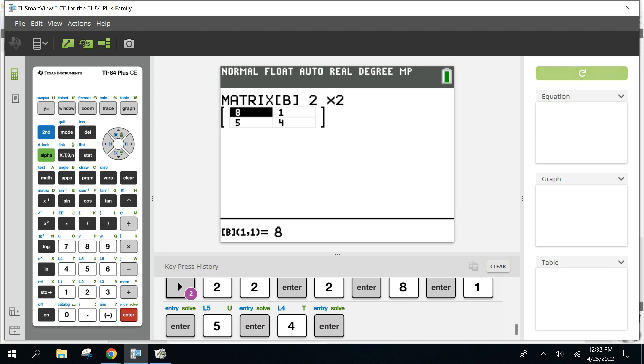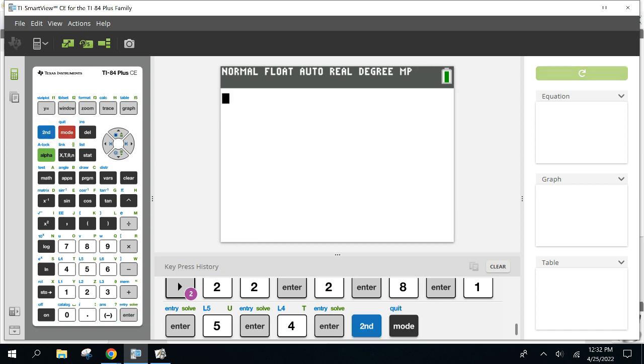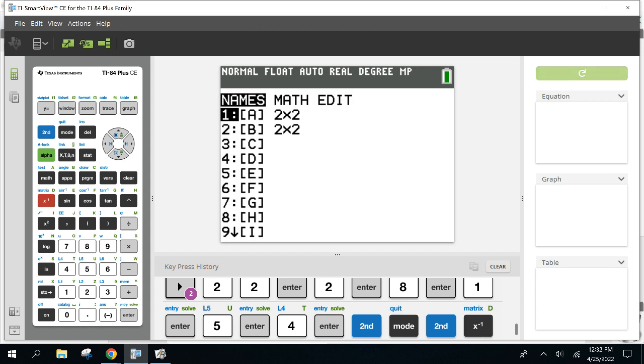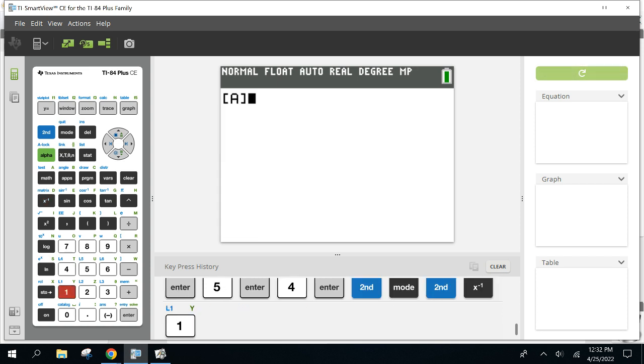Got matrix A and B built. Now where do I go to add them, subtract them, everything I need to do? Quit out of this. I need a blank screen. All right, quit out of this. So now you want to bring up, hey, I'm going to add matrix A and B together. So go back to second matrix for me. We want matrix A, right? So choice 1. Now you don't need to go to edit. Edit is only for build a new matrix. Stay right here. So I want matrix A plus, hit your plus button.